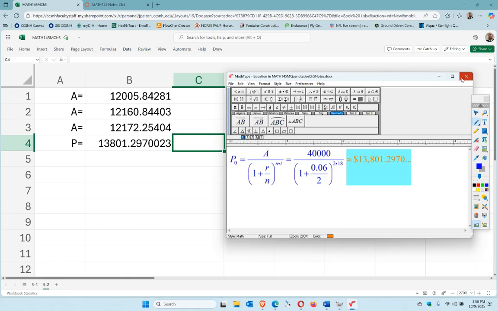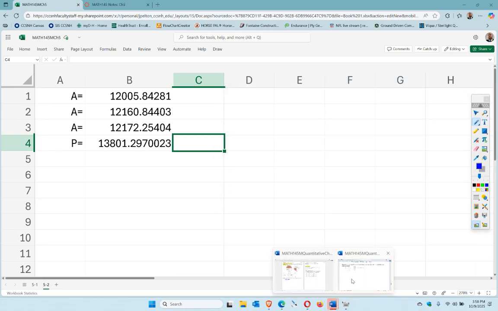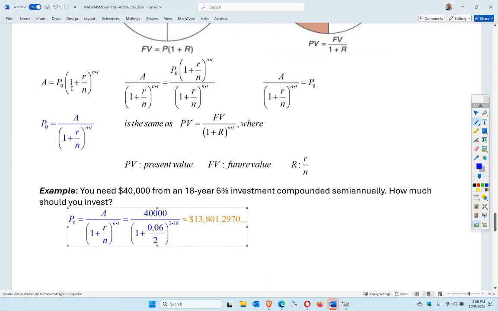Okay, so long story short, what did we do? We took the compound interest formula. We solved for P, so that allows us to figure out how much we need to invest to get a certain amount later in future value. So my present value should be $13,801.30, which means in the future I will have $40,000.